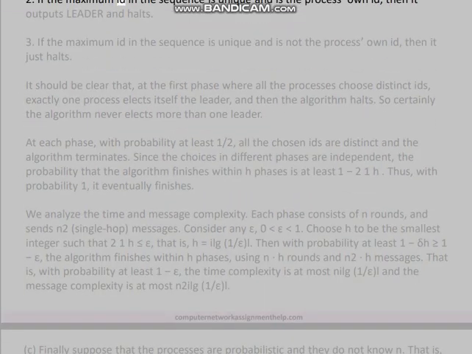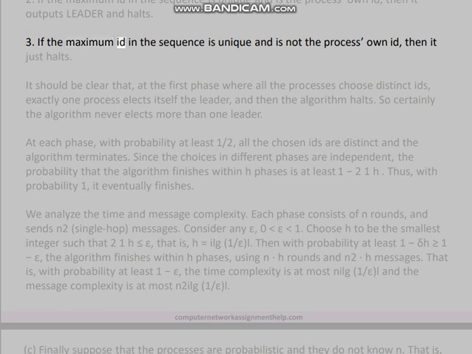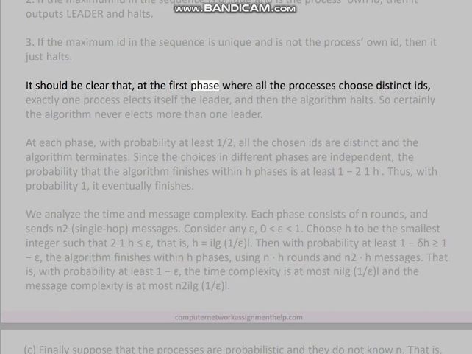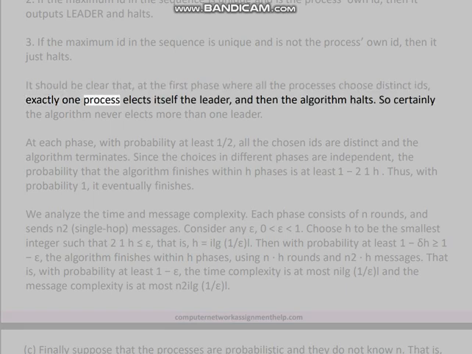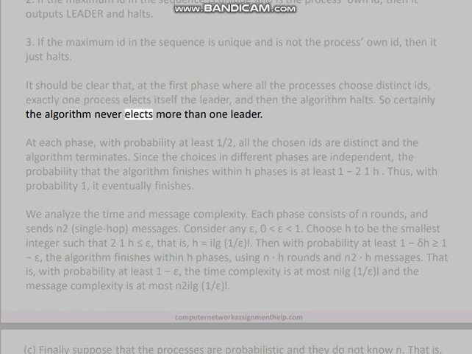2. If the maximum ID in the sequence is unique and is the process's own ID, then it outputs leader and halts. 3. If the maximum ID in the sequence is unique and is not the process's own ID, then it just halts. It should be clear that, at the first phase where all the processes choose distinct IDs, exactly one process elects itself the leader, and then the algorithm halts. So certainly the algorithm never elects more than one leader.